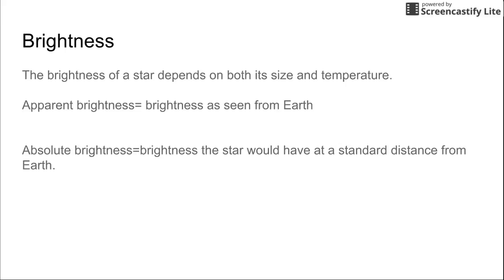The brightness of a star depends on both its size and its temperature. There's two different ways that we measure brightness. One is apparent brightness, which is the brightness as seen from Earth, and then the other is absolute brightness, which is the brightness that the star would have at a standard distance away from Earth.